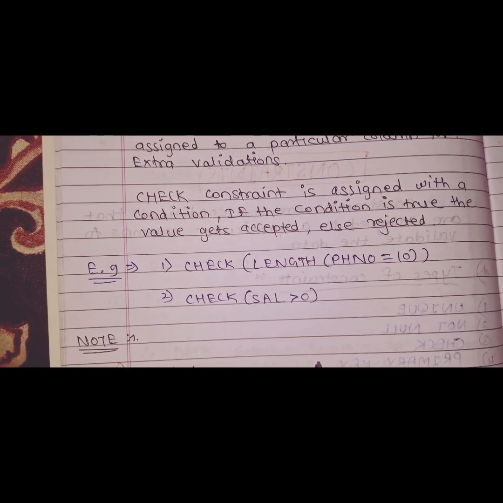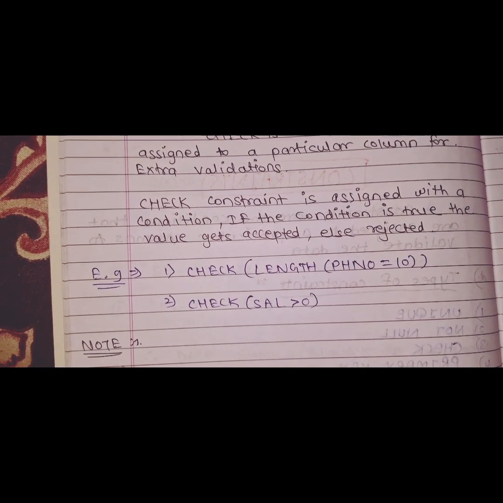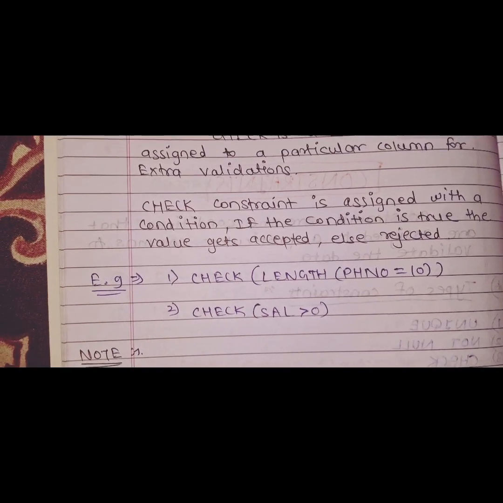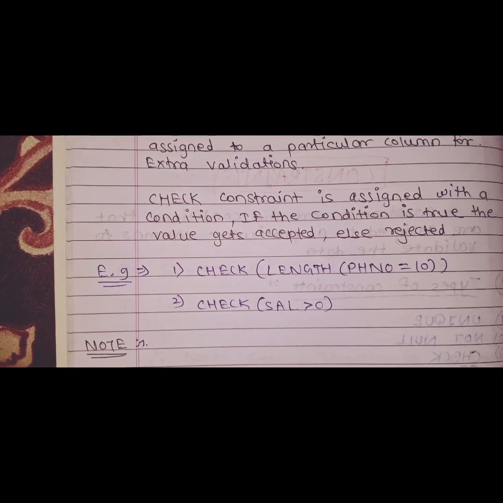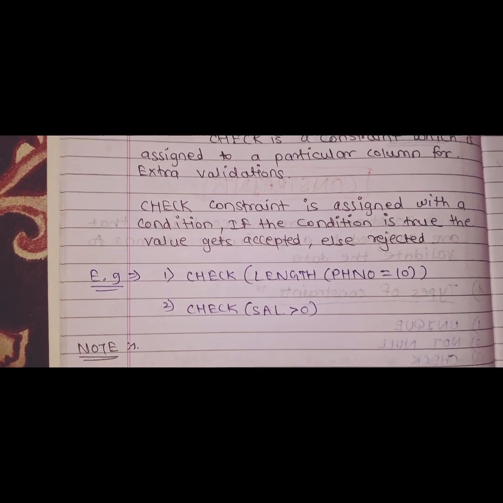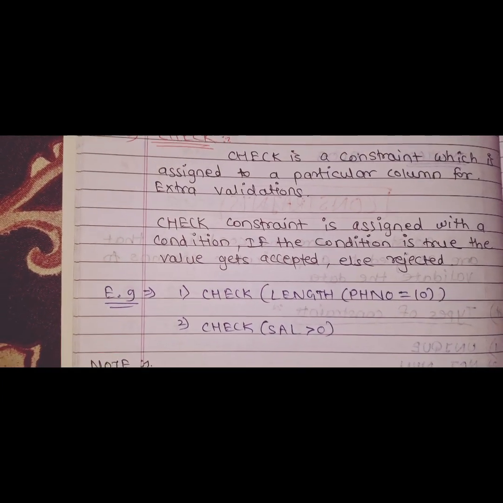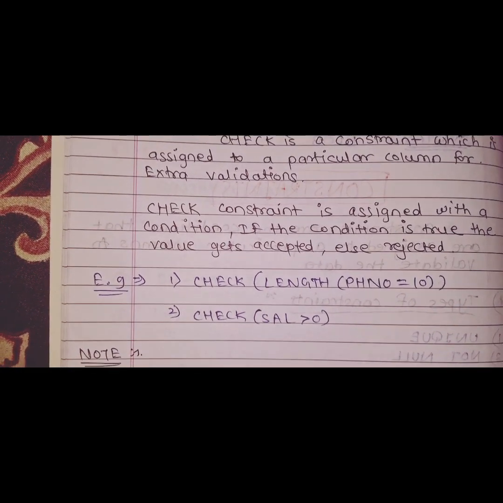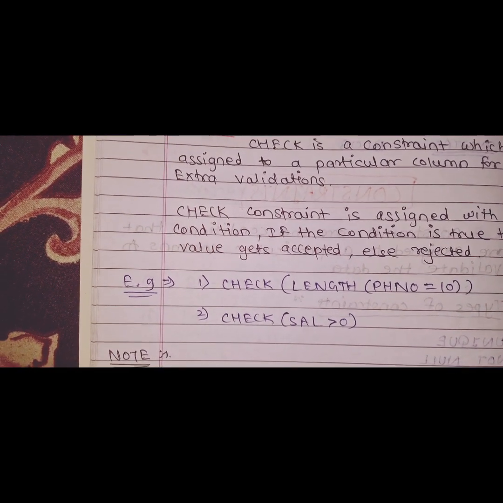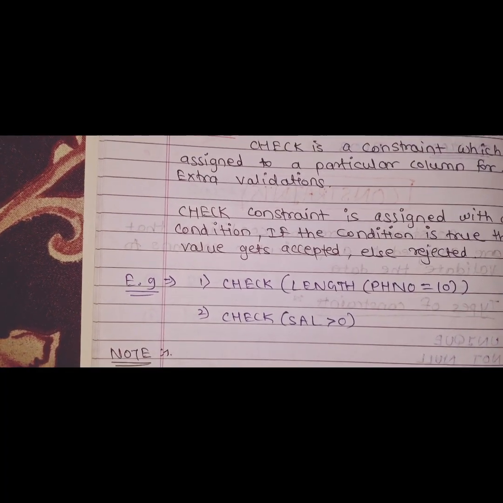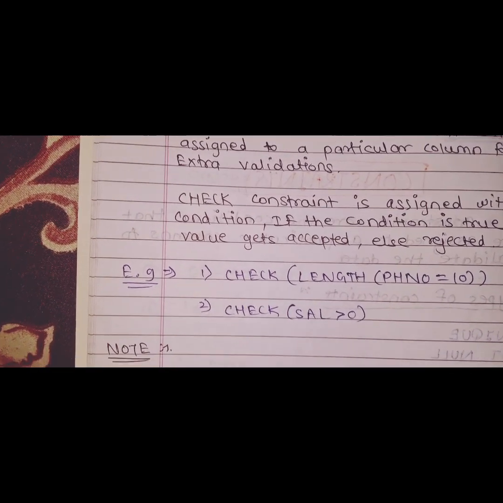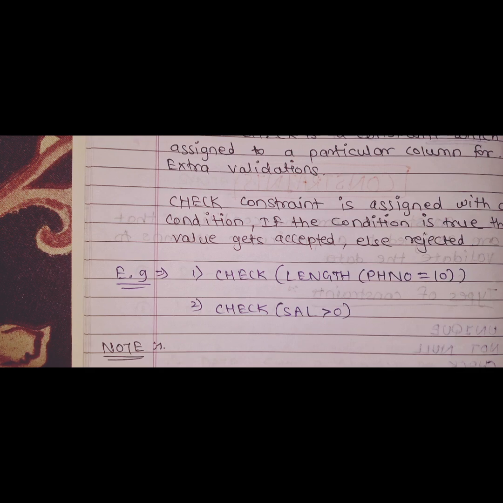Also let's take one employee table. In an employee table, if I want to check the salary of an employee, so that every employee's salary must be greater than 0. It cannot be a 0 value or less than 0. So we can assign the check constraint to the salary column.